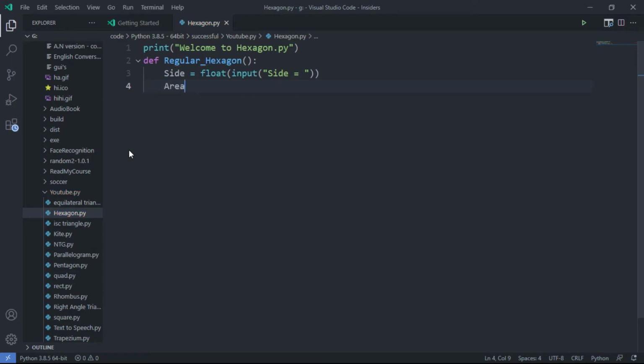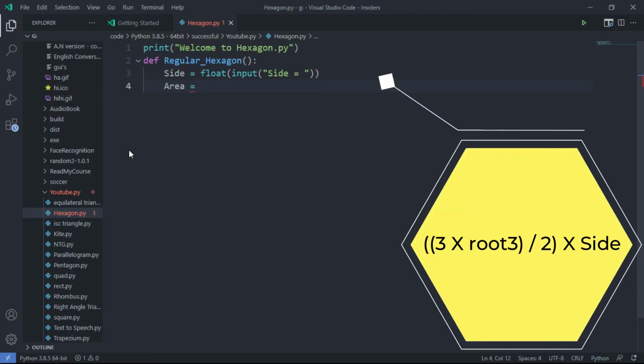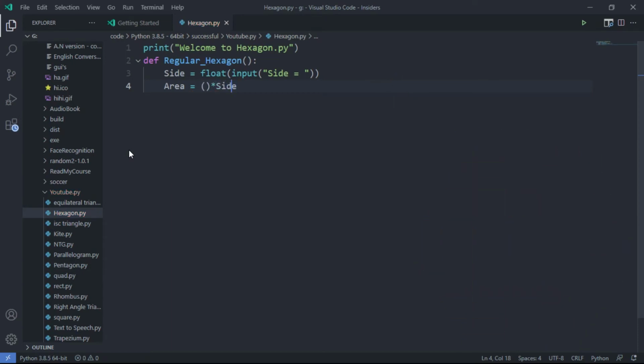area of a hexagon equals 3 multiplied with 3 by 2 into side, that is into side, and 3 multiplied with root 3, that is 3 power 1 by 2, divided by 2.